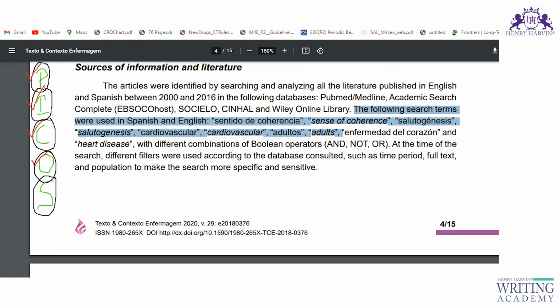Outcome means about what disease we are doing a study. So here, suppose we take the example of this study title, it is mentioned cardiovascular health. So here the outcome, we are seeing the effect of salutogenesis, or how salutogenesis is related to cardiovascular health.